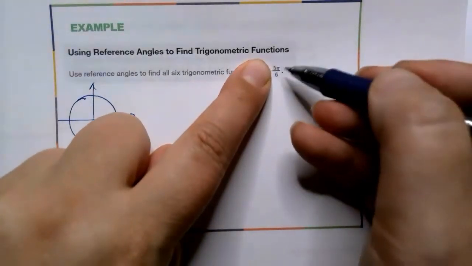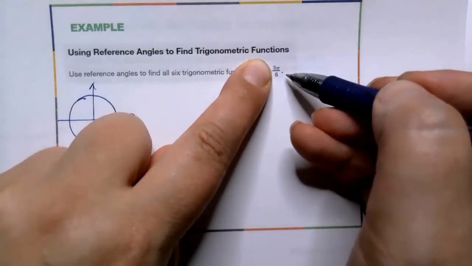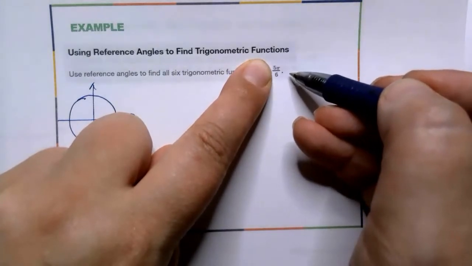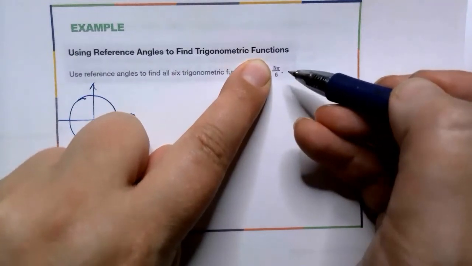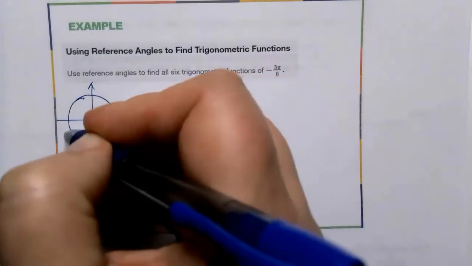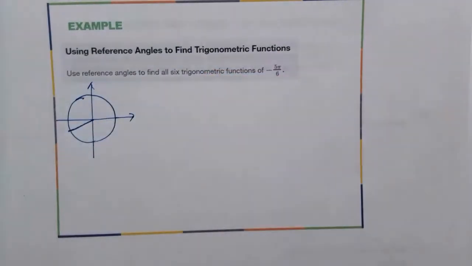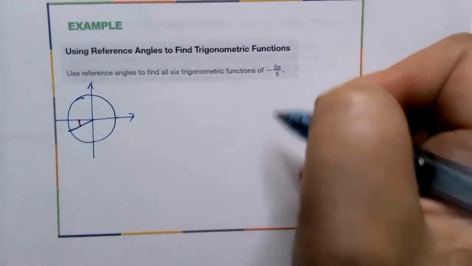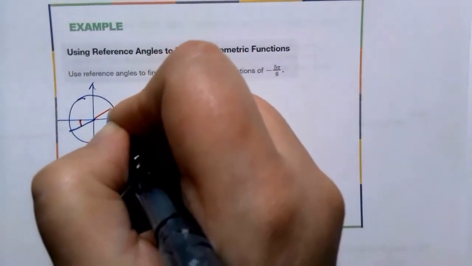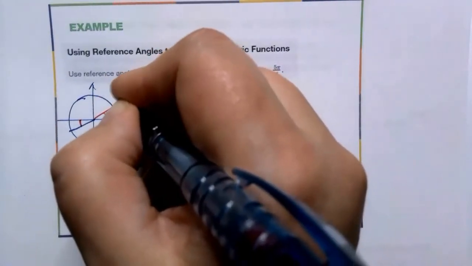If we omit the negative sign for now, 5 pi over 6 is very close to 6 pi over 6, which is pi. So it's just pi over 6 shy of the full pi. But we're going in this direction, so it's going to be here. So our reference angle right here is pi over 6. So our functions are going to be similar to pi over 6.